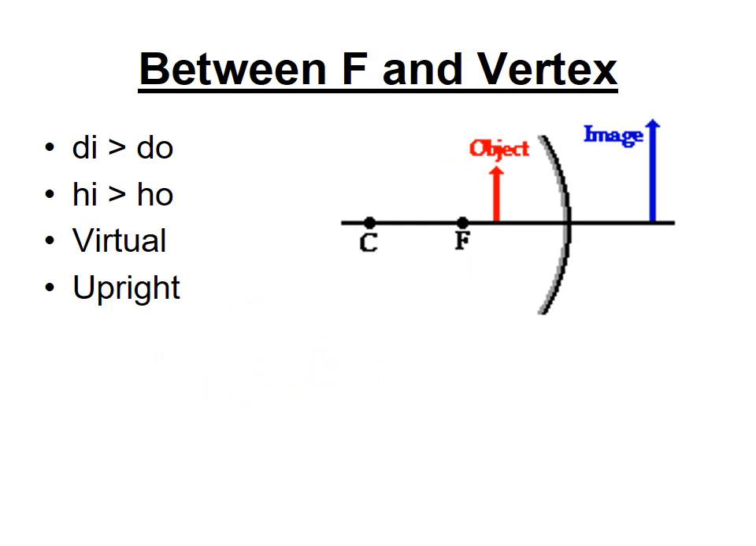And then over here we can see the scenario where you have the object in between one focal point and the vertex. And as you can see, the image is a virtual image. It's formed by traceback rays that actually do meet up. You'll notice that di is larger than do, hi is larger than ho, and the image is upright. And as I said before, virtual, formed by tracebacks.